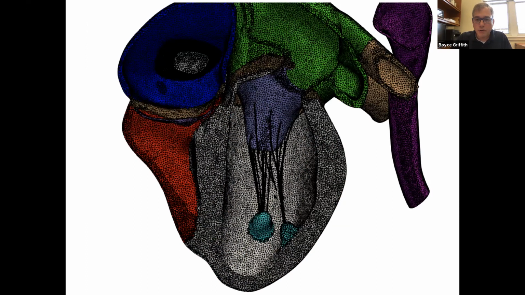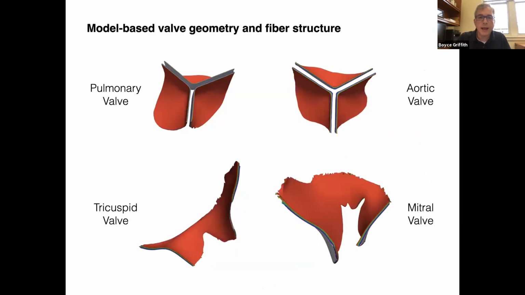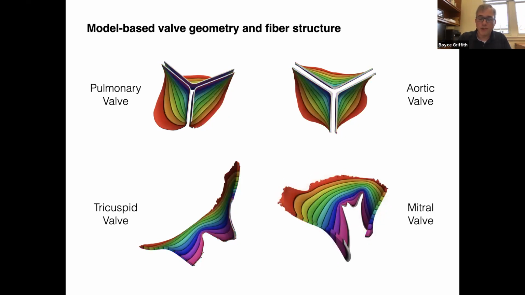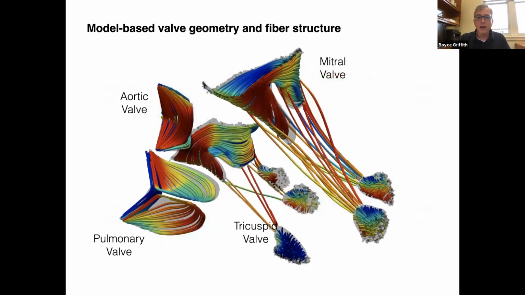To generate this, we've been using this open source software that I think is amazing called TetWild that can generate these really complicated meshes that include both thick volumetric structures and really thin structures like the chordae tendineae. We have CT data that will allow us to define the anatomical geometry of the chambers, but we have to use model-based approaches for the valve leaflets. We can't clearly see the valve leaflets.